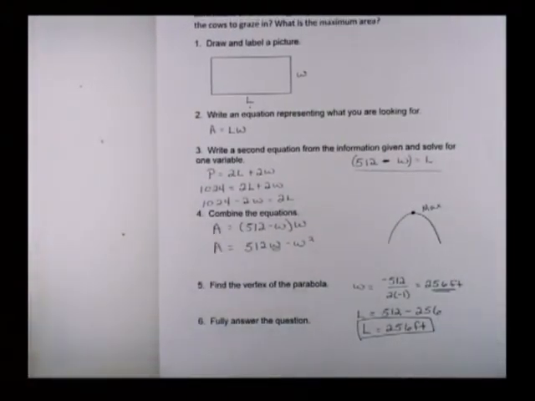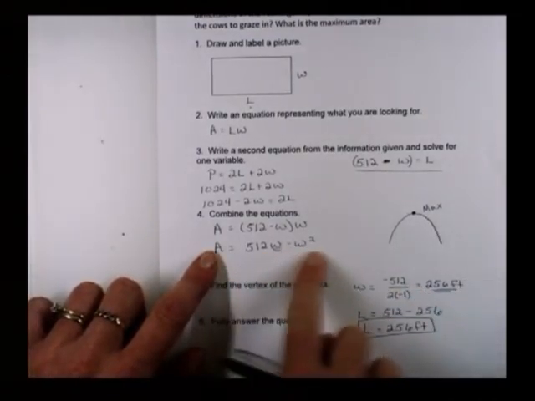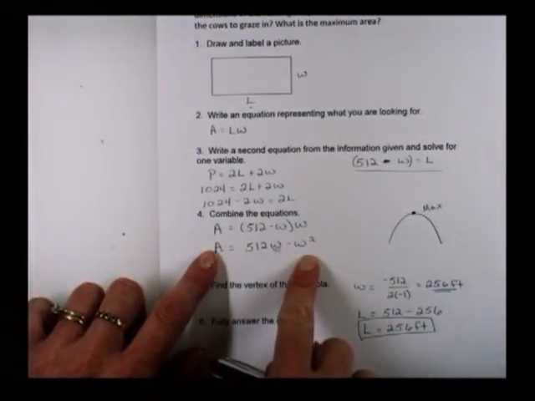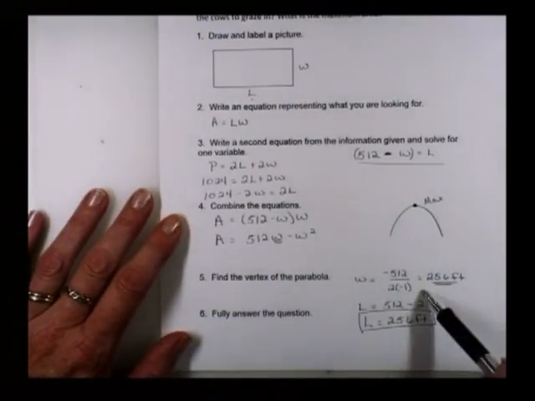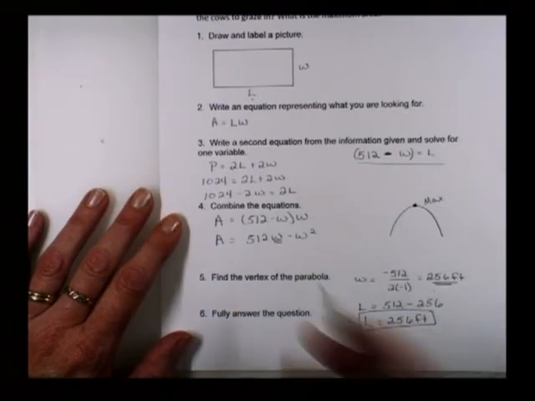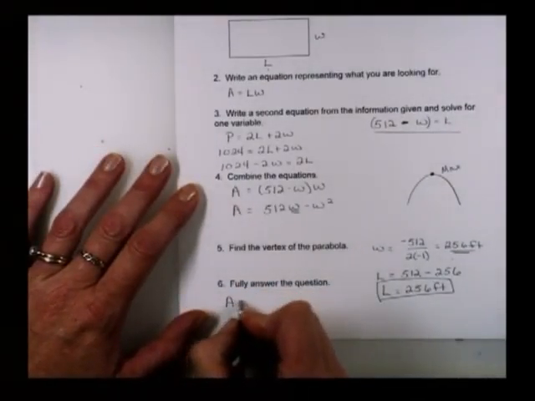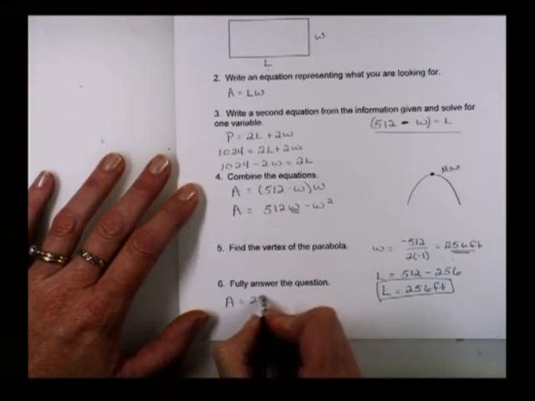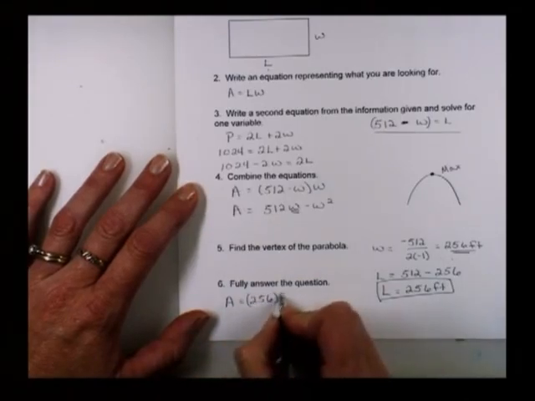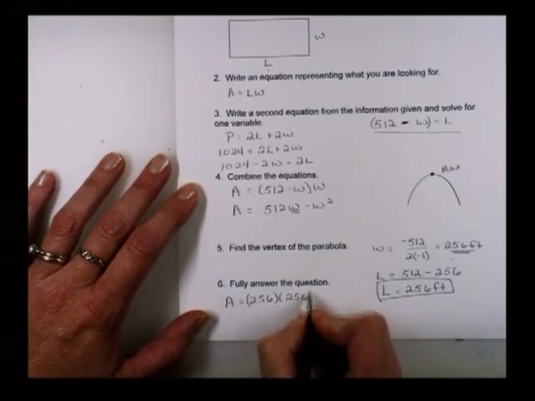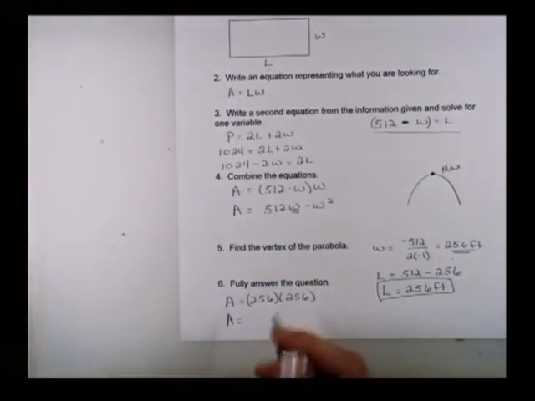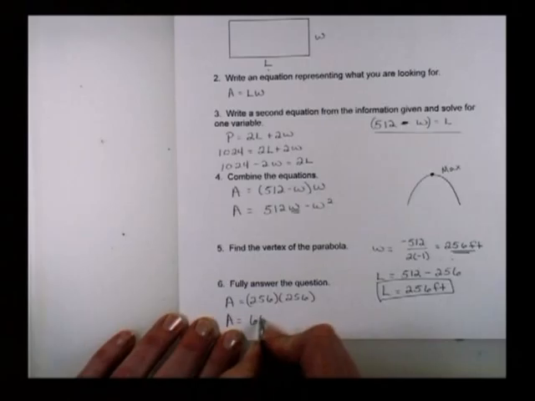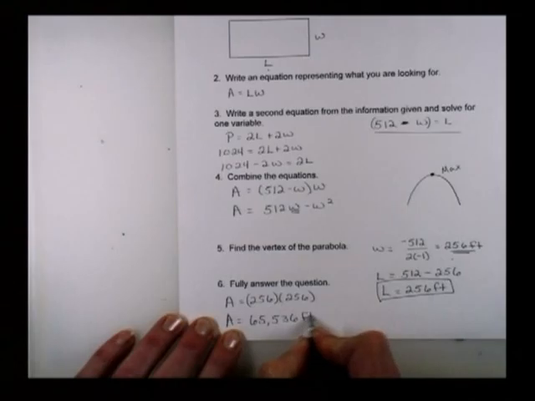And again, I've got different places I could do this. I could plug back into my area formula right here, calculate it from there, or I could just use what I know about a rectangle, and length times width is going to give me area, so I'm going to do it that route. Area is equal to 256 times 256, or 256 squared. So my area is equal to, that comes out to be 65,536 feet squared.